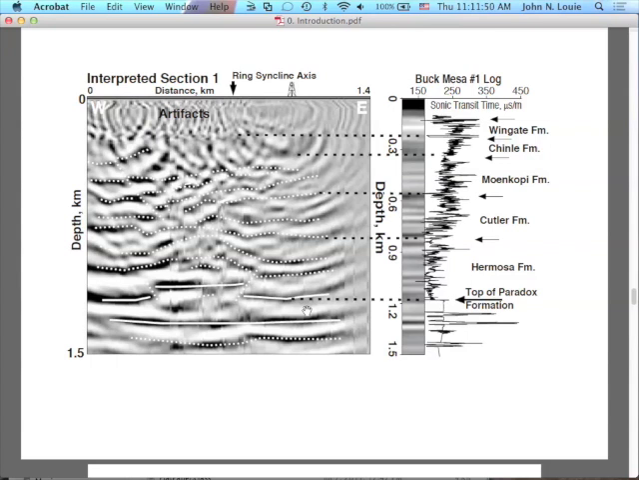I took a Ricker wavelet and convolved it with the impedance. What I essentially did is, if you convolve a Ricker wavelet with the log, that's the same thing as taking the Fourier transform of a Ricker wavelet and multiplying it by the Fourier transform of the log.